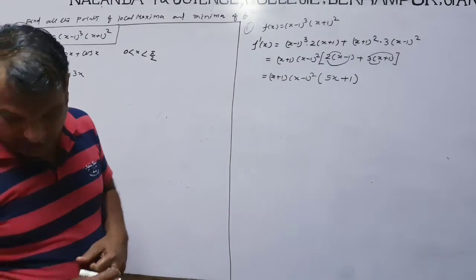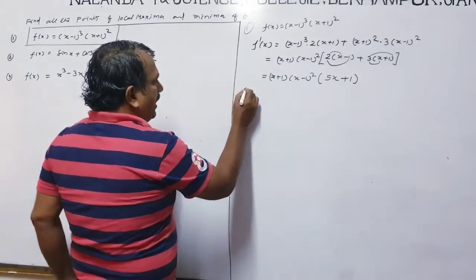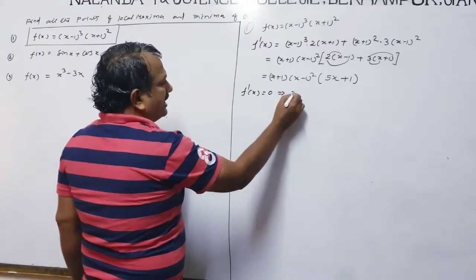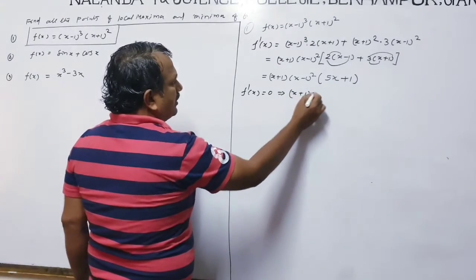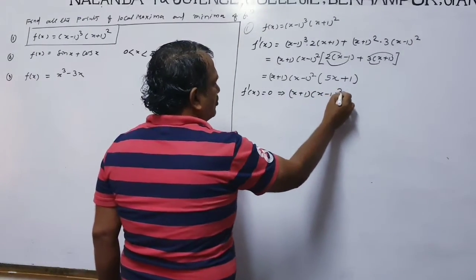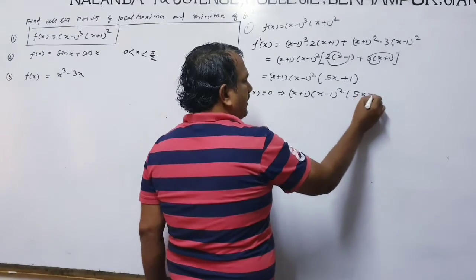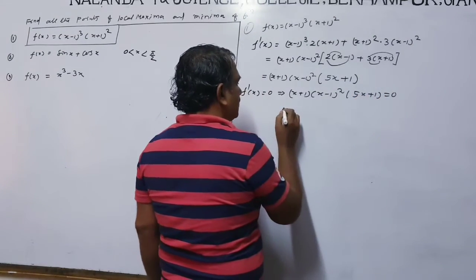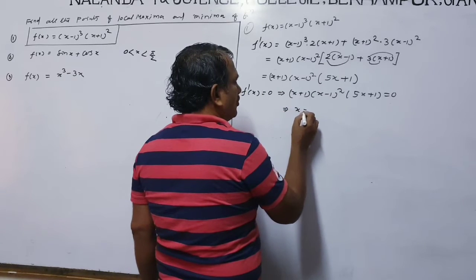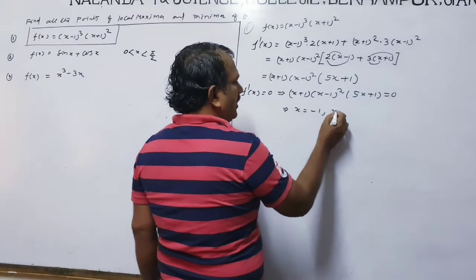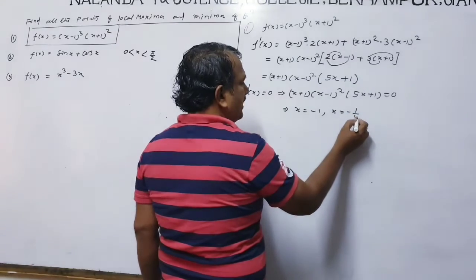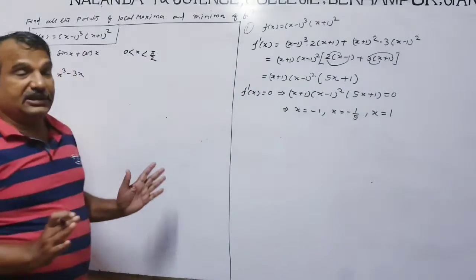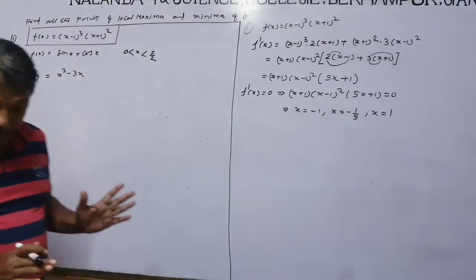Now f dash x equal to 0. That means x plus 1 into x minus 1 whole square into 5x plus 1 equal to 0. Now x equal to minus 1, x equal to minus 1/5 and x equal to 1. Now here there are three critical points.